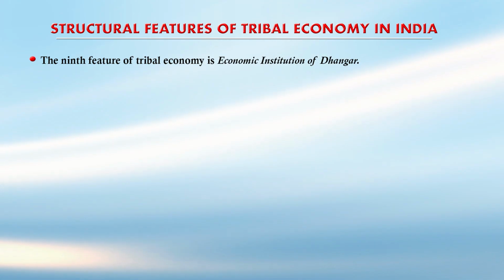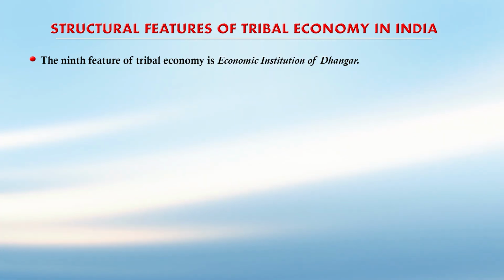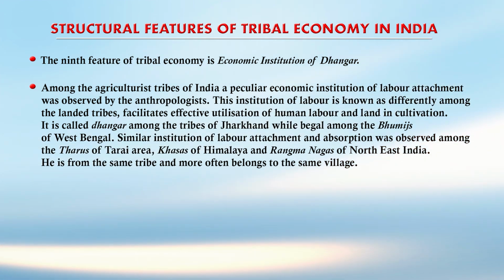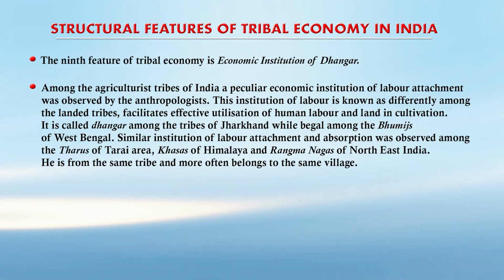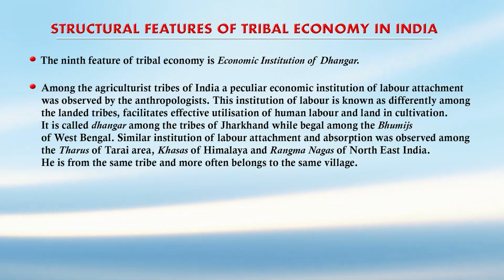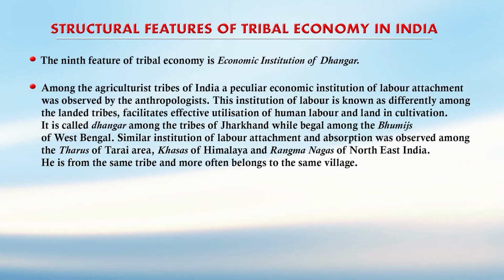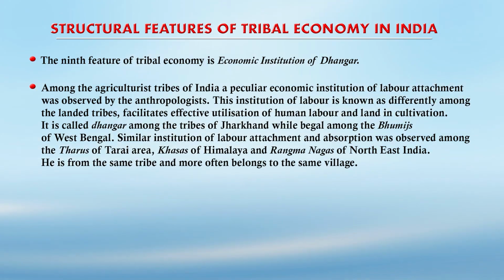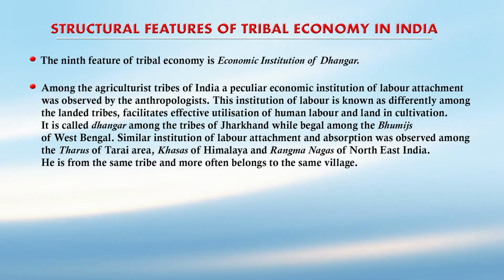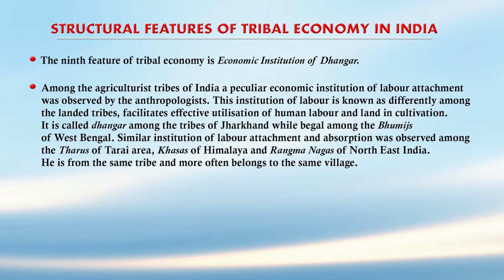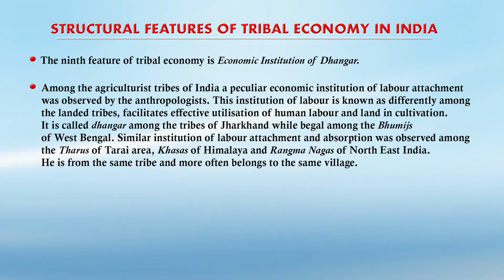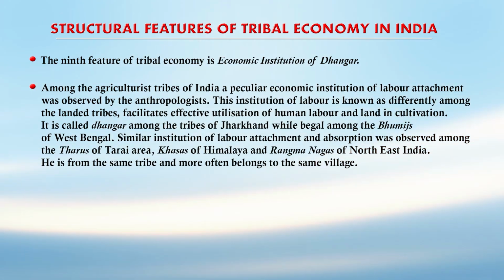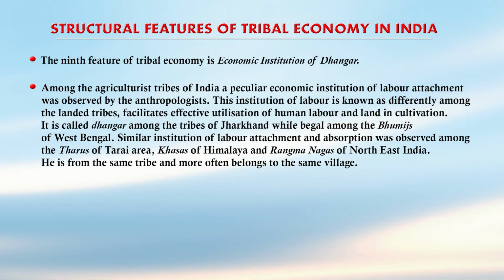The ninth feature of tribal economy is the economic institution of Dhangar. Among the agriculturist tribes of India, a peculiar economic institution of labor attachment was observed by anthropologists. This institution of labor is known by different names among the landed tribes and facilitates effective utilization of human labor and land in cultivation. It is called Hali among the tribes of Jharkhand, while Begal among the Bhumijis of West Bengal. A similar institution of labor attachment and absorption was observed among the Tharus of the Tarai area, Khasas of the Himalaya, and Rengma Nagas of northeast India. He is from the same tribe and more often belongs to the same village.